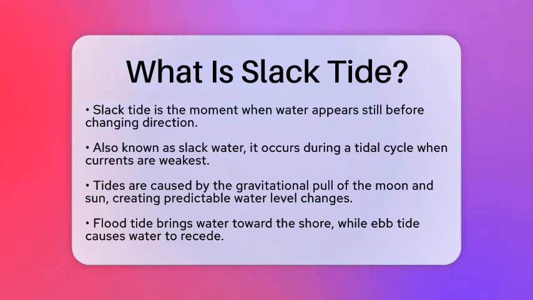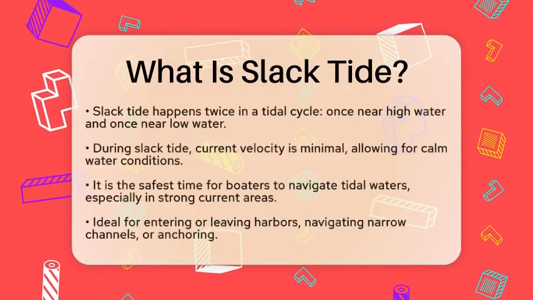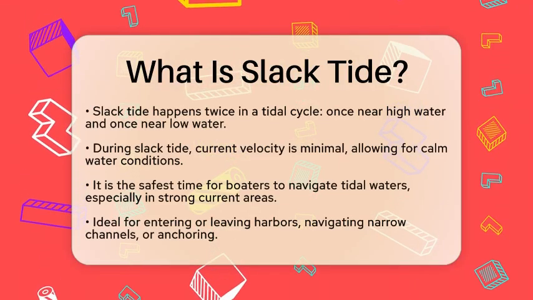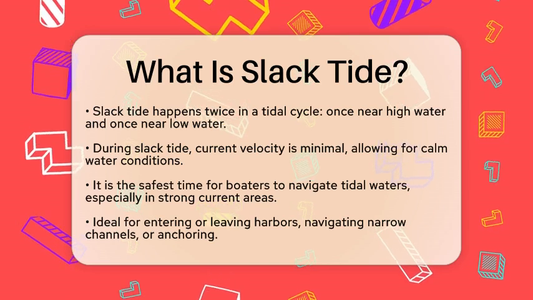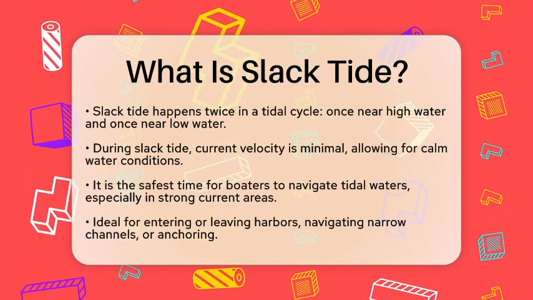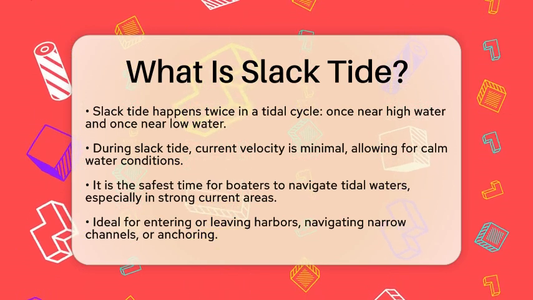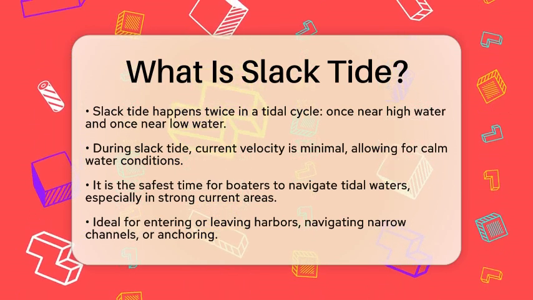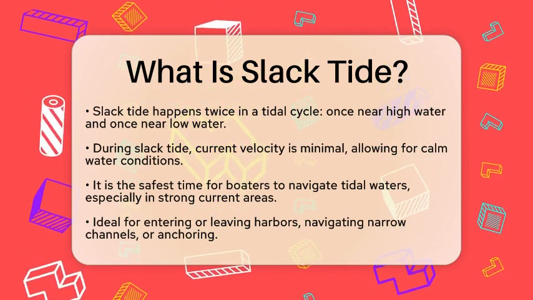Tides are driven by the gravitational pull of the moon and the sun, creating a predictable pattern of rising and falling water levels. During flood tide, water moves toward the shore, increasing the water depth. Conversely, during ebb tide, water recedes away from the shore. Slack tide occurs twice in a typical tidal cycle, once near high water and once near low water. At these moments, the current velocity is minimal as the tide transitions from flooding to ebbing or vice versa.